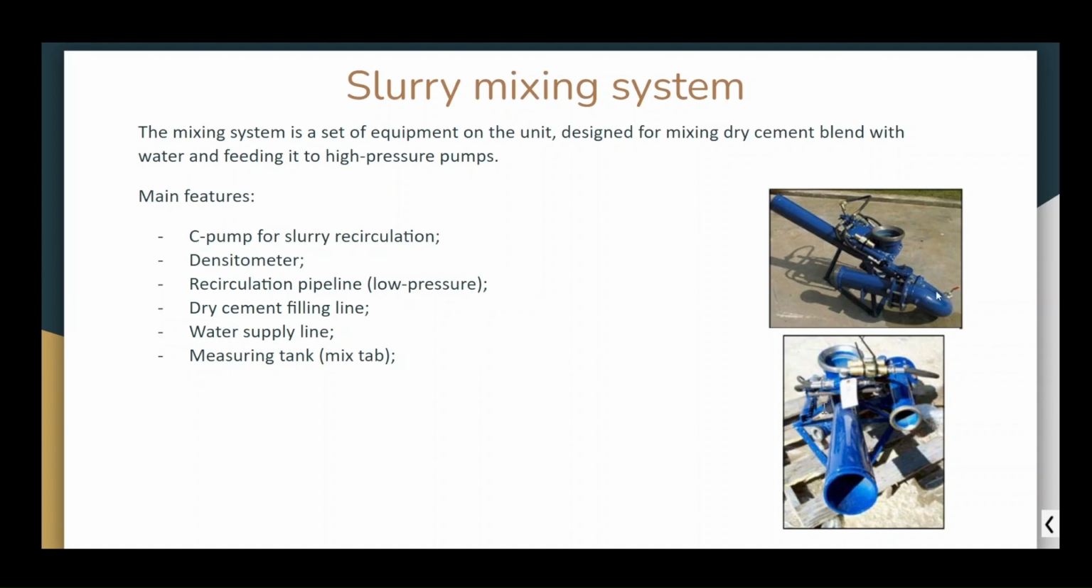This is a low pressure line. The slurry goes through this densitometer, and the operator can see the density parameters right on the dashboard. The recirculation pipeline here is low pressure. This is a pipe approximately 5 to 6 inches. This is the dry cement filling line, from the discharge can or storage tank.